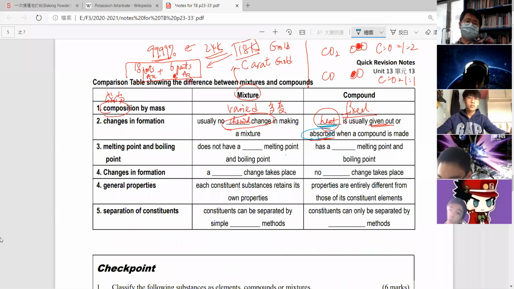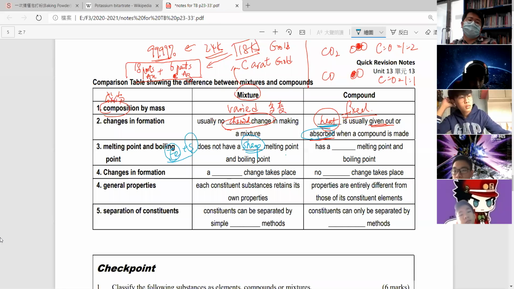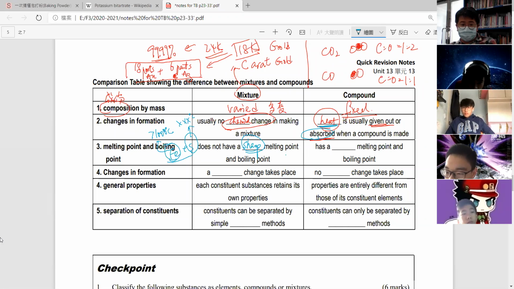Now, how about number 3, melting point and boiling point? For a mixture, there isn't a sharp melting point and boiling point. For example, I've got an iron and sulfur mixture. Iron has its own melting point, and sulfur has its own melting point. Even though I mix them, the melting point is still the same as its own elements. Iron will have a melting point of more than 1000 degrees. How about sulfur? It's just several hundred only. So once I increase the temperature to less than 1000 degrees, only sulfur melts, but not iron. Can you get my point?